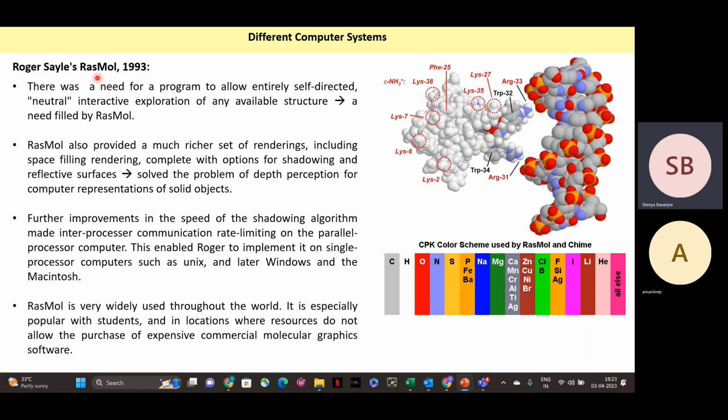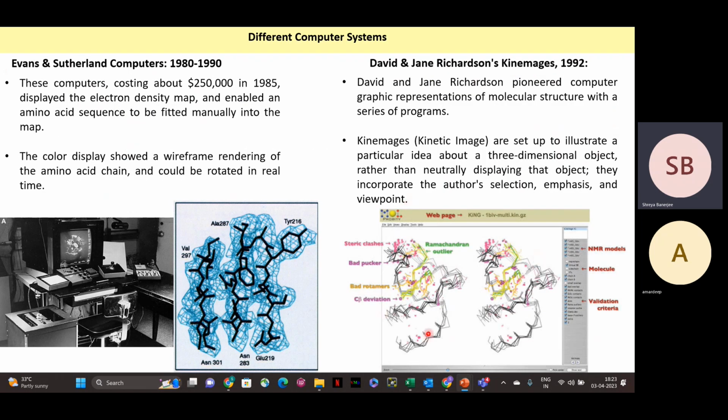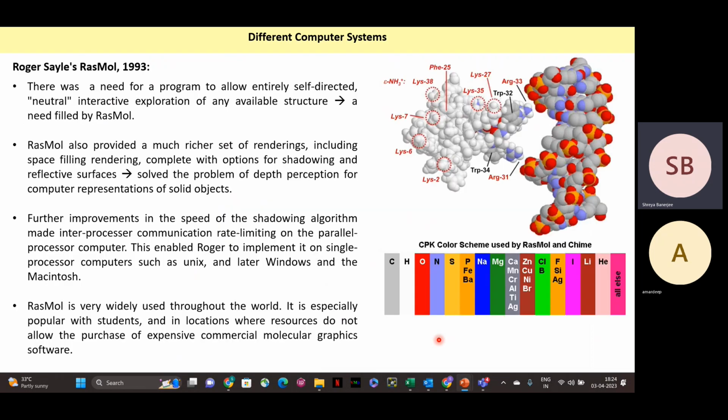Next came RASMOL, which many of you probably use in your lab. There was a need for a program to allow self-directed, neutral, interactive exploration of any available structure. The problem with KineMage was that it is not an unbiased opinion. For the KineMage program to run, the user has to import certain criteria that bias the program to show what the user wants to see. So there was a need for a neutral, independent program, and that is what RASMOL provides.